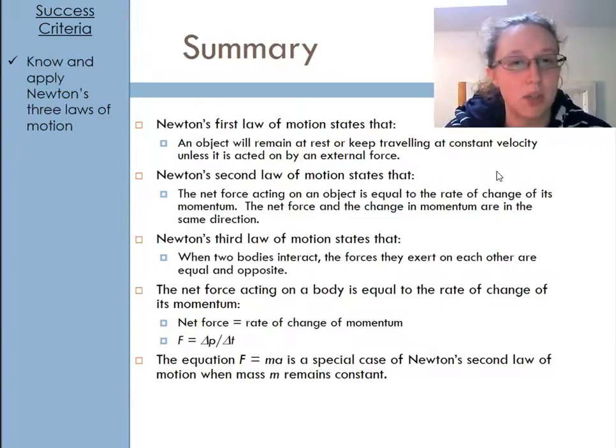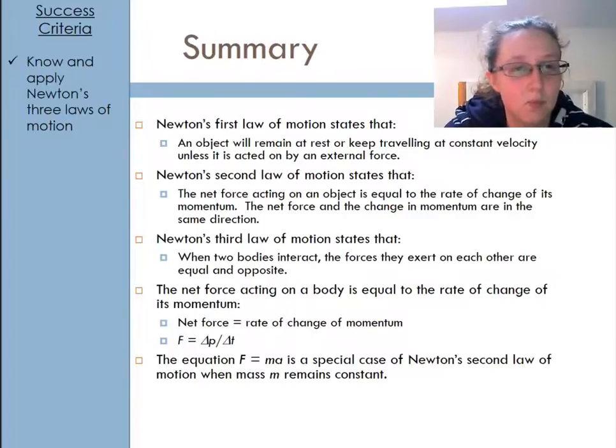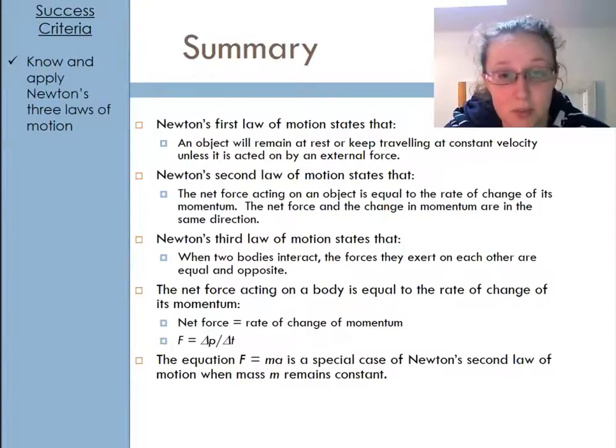So just to give you a nice summary where it's all on one slide, where it's nice and easy to see and follow, Newton's first law of motion states that an object will remain at rest or keep travelling at constant velocity unless it is acted on by an external force. Newton's second law of motion states that the net force acting on an object is equal to the rate of change of its momentum, and the force and the change of momentum are in the same direction. Newton's third law of motion states that when two bodies interact, the forces they exert on each other are equal and opposite. And we have the net force acting on a body is equal to the rate of change of its momentum, which we can get from Newton's second law.